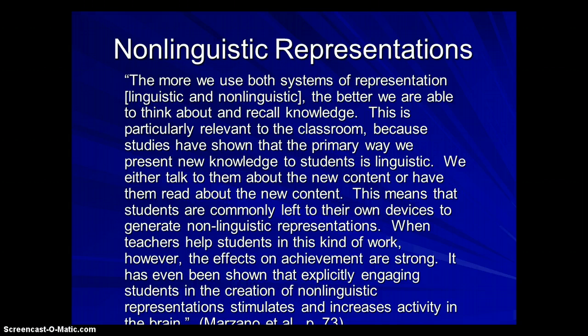It has been shown that explicitly engaging students in the creation of non-linguistic representation stimulates and increases activity in the brain. So that is excellent research-based evidence that using non-linguistic representations and even coaching students to develop their own and create their own, either together or by themselves, is a very powerful way to help students learn and remember what we're teaching them.